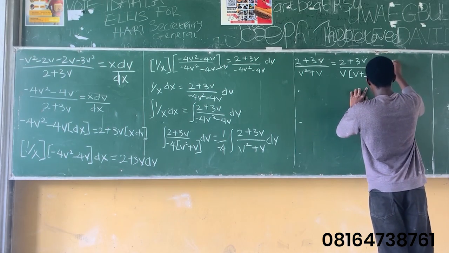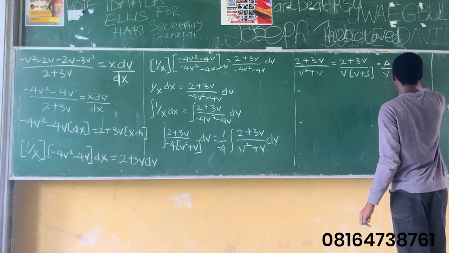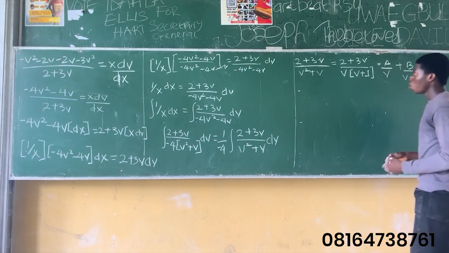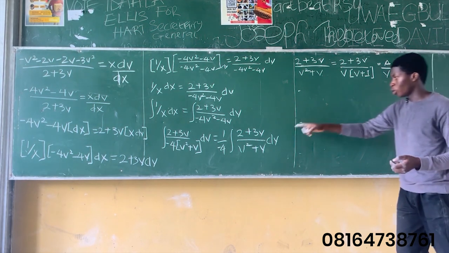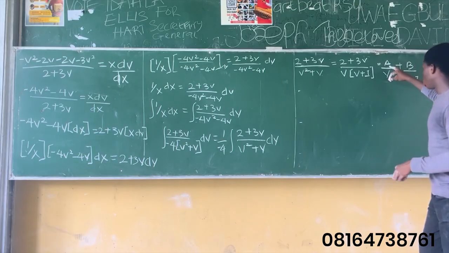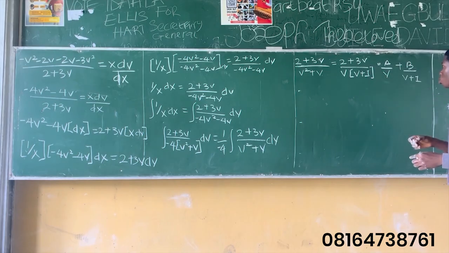You write A divided by v, one of the parameters, plus B divided by v plus 1. The idea of integration by partial fractions is basically decomposing the main equation, which is this, into smaller equations that we can integrate. So we are going to be taking an LCM and equating it to the first equation.